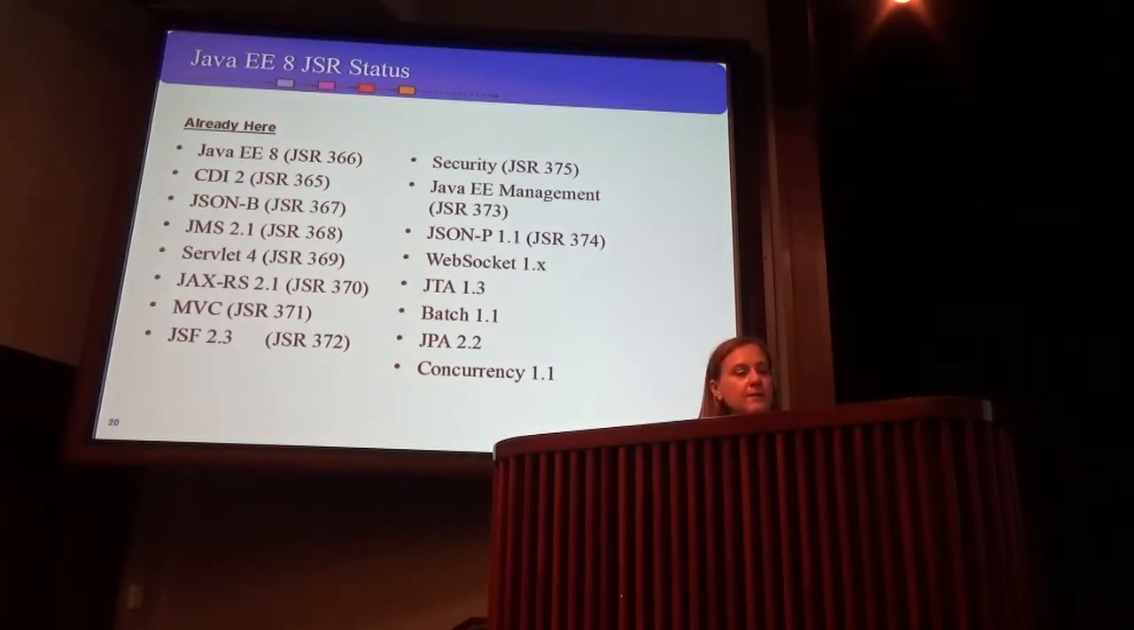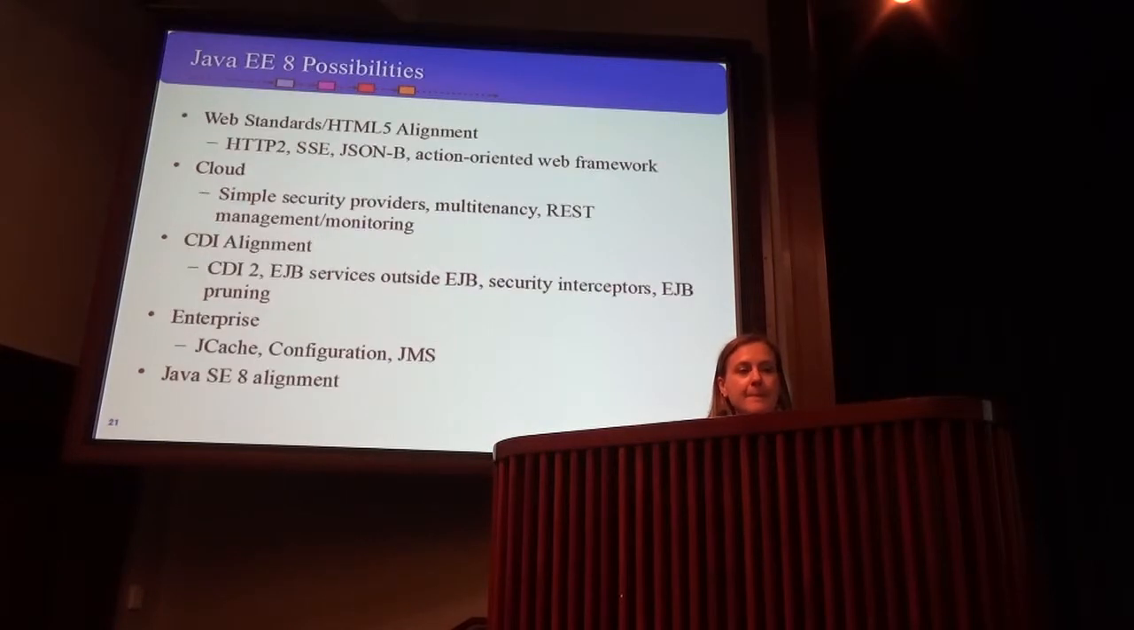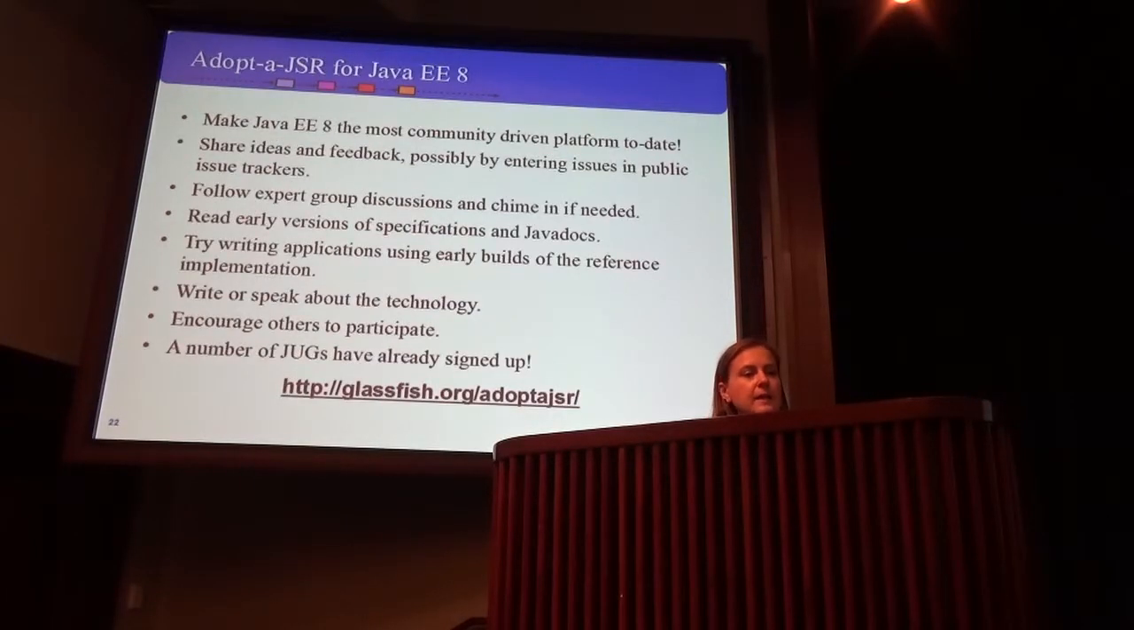Right now, some of the more popular ones that Java user groups are interested in are MVC, the JSON binding, since that's also a new one, as well as the security JSR. So these are the possibilities for Java EE 8, the things that they're aligning around, the themes for Java EE 8. Again, the goal here is to make it a community-driven platform.